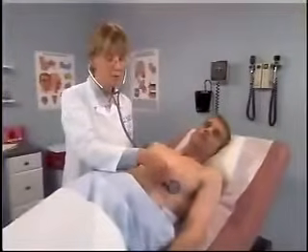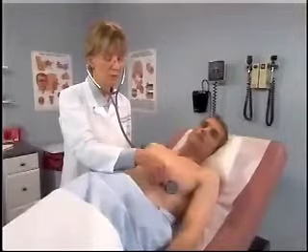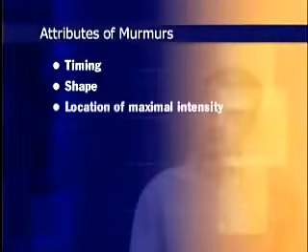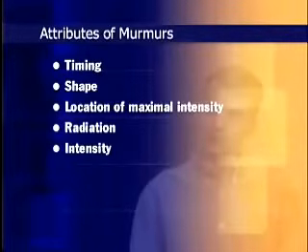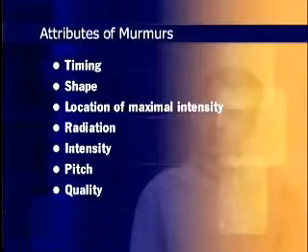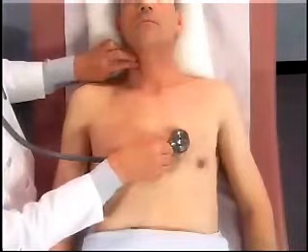Murmurs are differentiated from heart sounds by their longer duration. If you detect a heart murmur, you must learn to assess its timing, shape, location of maximal intensity, and radiation. Grade its intensity, and assess its pitch and quality. Palpating the carotid pulse as you listen can help you with timing.